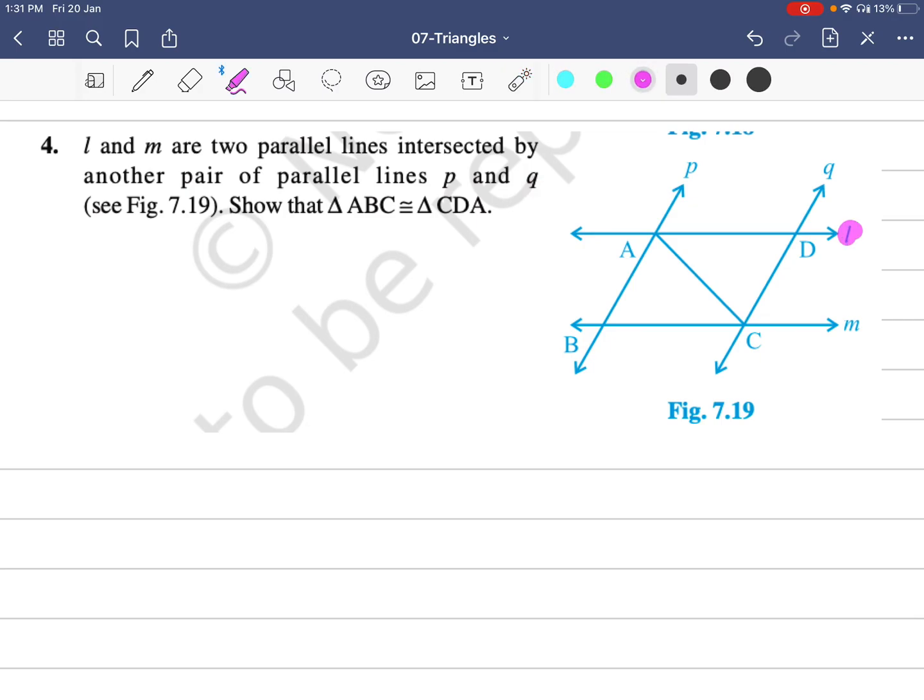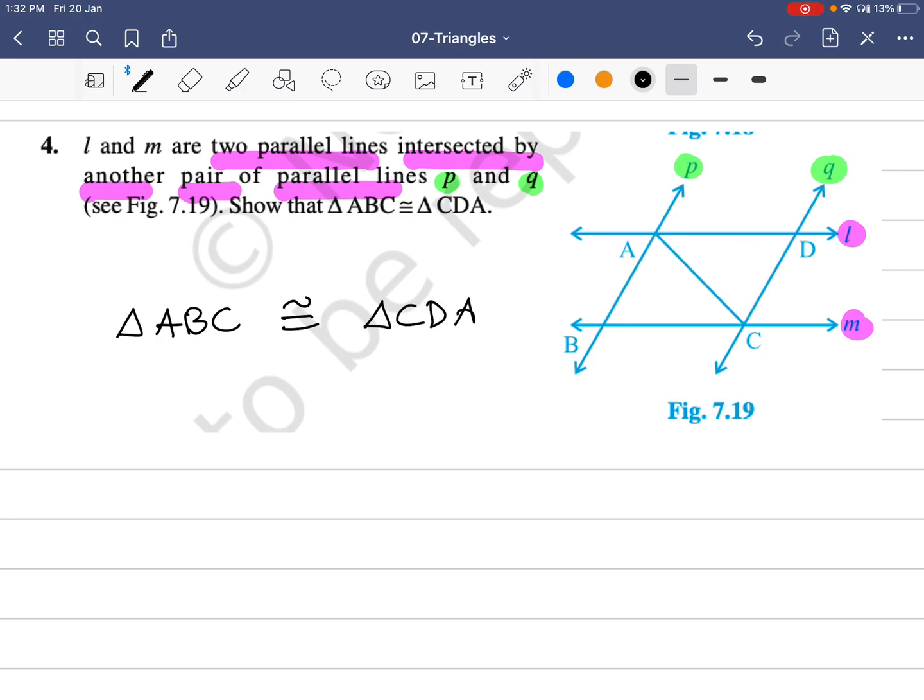So let me use the highlighter here. L and M are two parallel lines, and they're intersected by another pair of parallel lines which are P and Q. So P and Q are parallel to each other and L and M are also parallel to each other. Two parallel lines are crossing each other and we have to show that triangle ABC is congruent to triangle CDA. So whenever they have already mentioned the triangles which we have to prove congruent to each other, it's quite straightforward. We have to just notice the order in which the alphabets are mentioned and thus we can prove it.